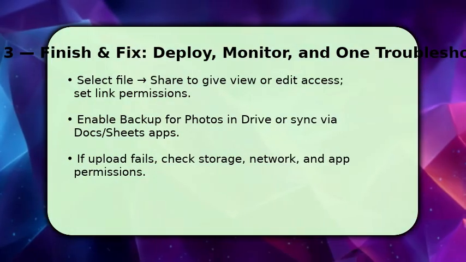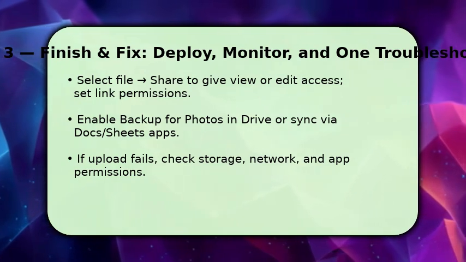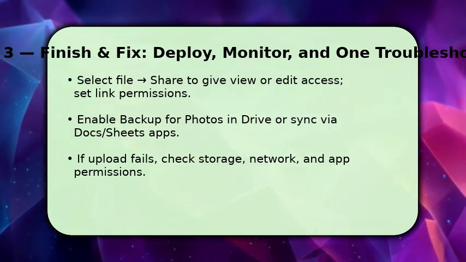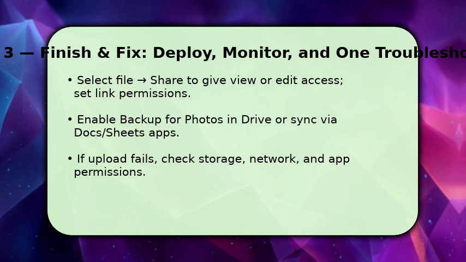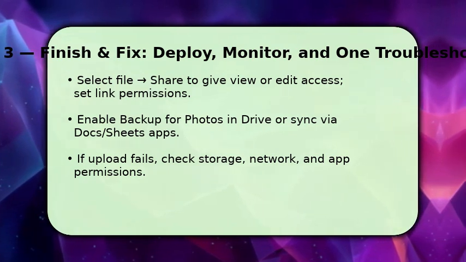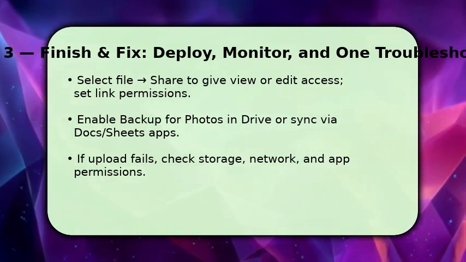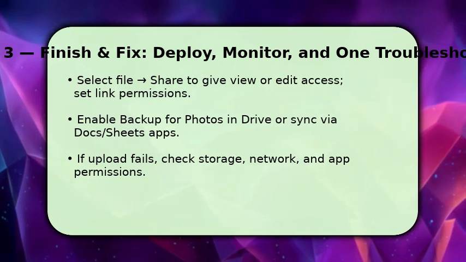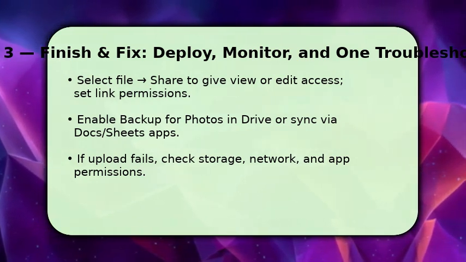Finish by sharing and syncing. Select a file, tap Share, and choose People or Get Link. Set Viewer versus Editor access as needed. Use the Drive settings to enable backup for photos or let Docs and Sheets autosave changes. This keeps versions synced across devices.